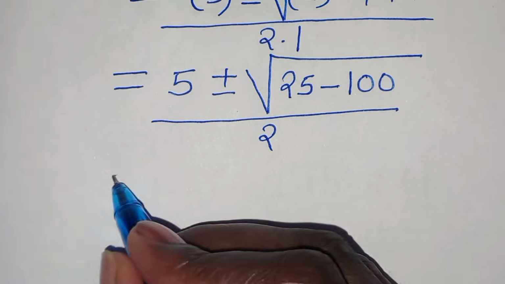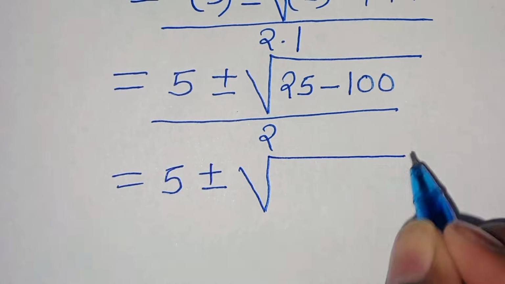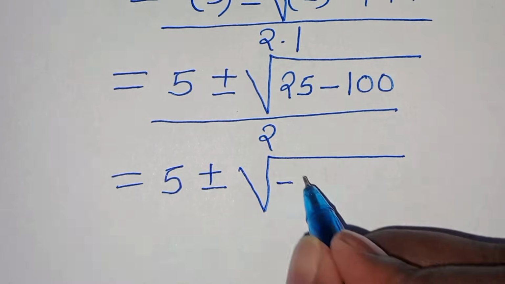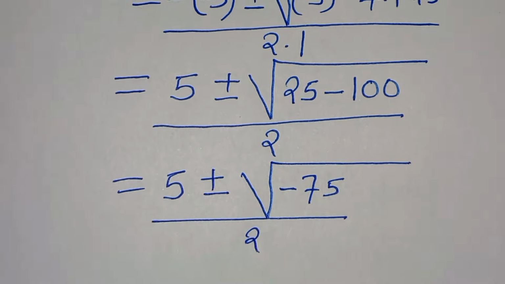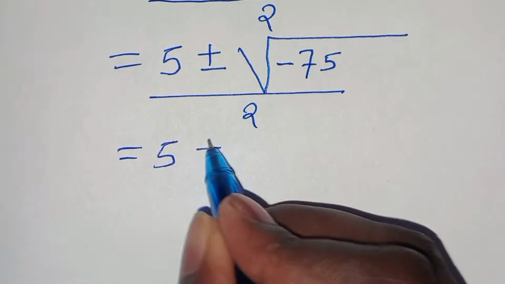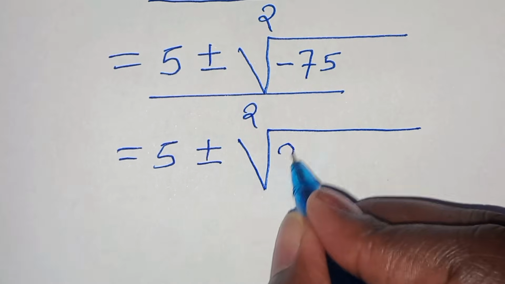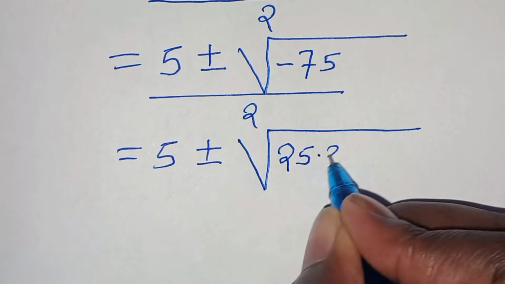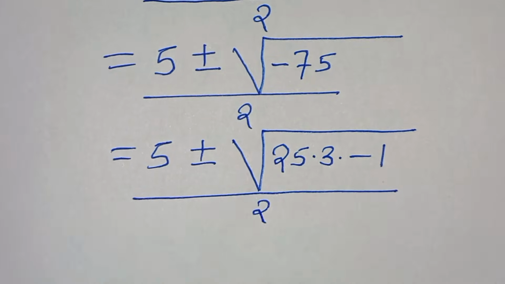The next step is that we have 5 plus or minus the square root of 25 minus 100, which is minus 75, everything divided by 2. Now, this is 5 plus or minus. We can express the square root of minus 75 as the square root of 25 multiplied by 3, multiplied by minus 1, everything divided by 2.